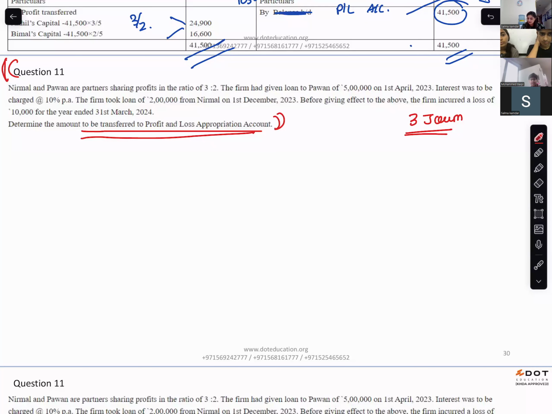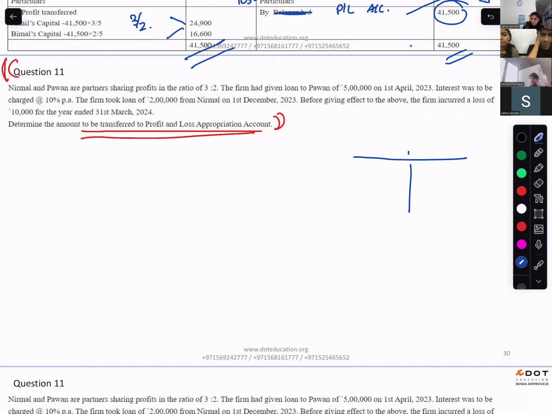We are doing some sums related to the basics of what amount will go to your profit and loss appropriation account. When I make my profit and loss appropriation account, I have the profit that comes over here, which is transferred from the profit and loss account. This profit that comes over here has to be the profit after what?